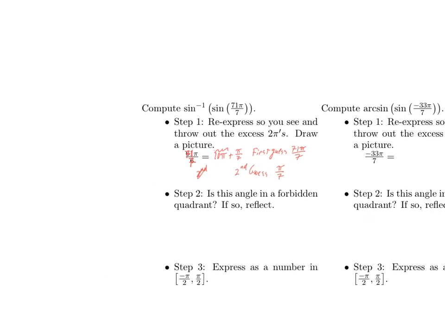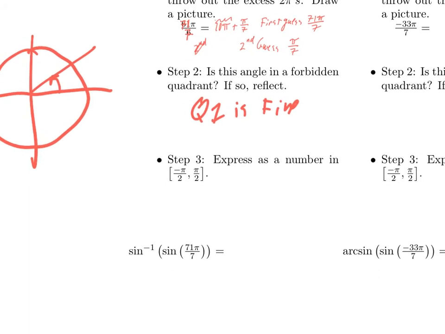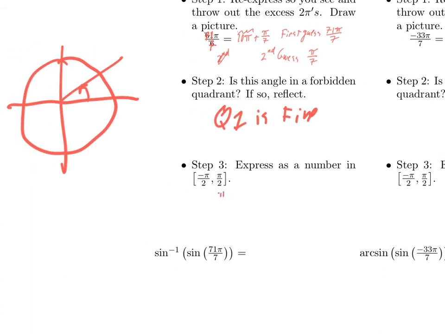Next, let's check if that angle is in a forbidden quadrant. Let's do it by drawing a picture of this angle. An angle of pi over 7 is that angle. Rotate forward by a very small amount. It's in quadrant 1. Quadrant 1 is fine. Is this number between negative pi over 2 and pi over 2? It is. Pi over 7 is already between negative pi over 2 and pi over 2. So that means the inverse sine of the sine of 71 pi over 7 is pi over 7.